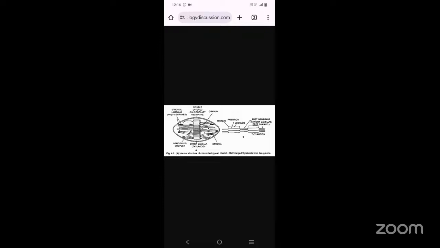So coming to the action spectrum. What does the action spectrum mean? It presents the extent of response to different wavelengths of light, the visible radiation which will initiate the photochemical reaction of photosynthesis.